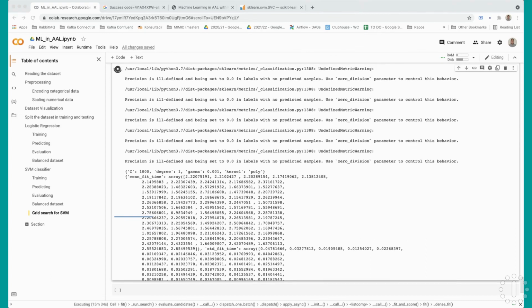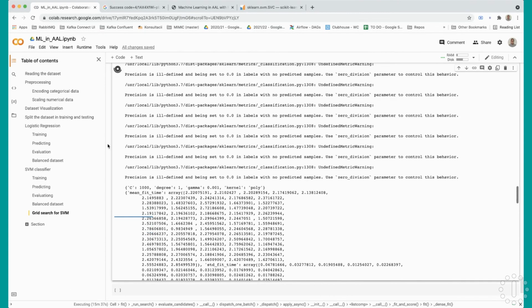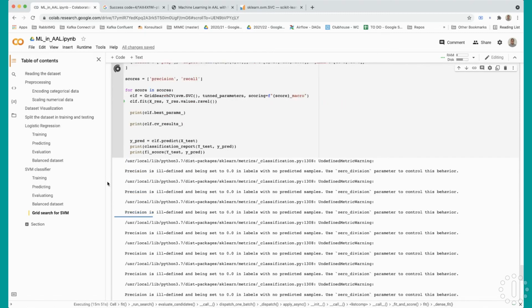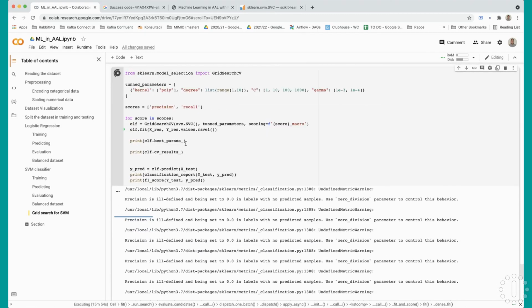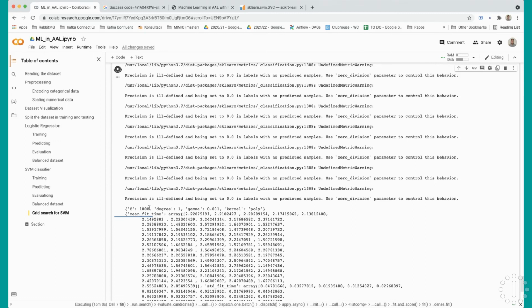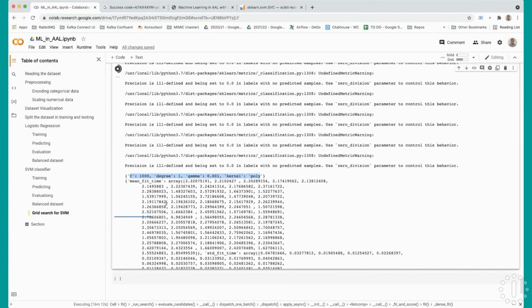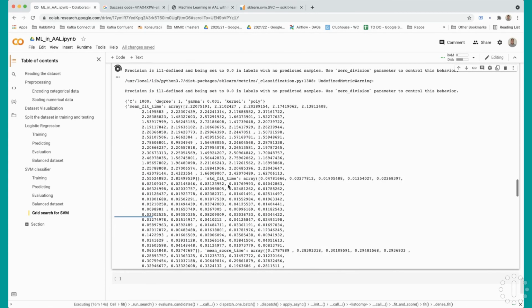So we finally got some of the results over here. This was taking quite a lot of time, and it will take quite a lot of time more. So these are for when we are scoring the best model based on the macro precision. First we printed out the best parameters of the best model. They are when C is 1000, when the degree is 1, when the gamma is 0.001, and the kernel is poly, because we were trying with poly over here. And we have some results over here.